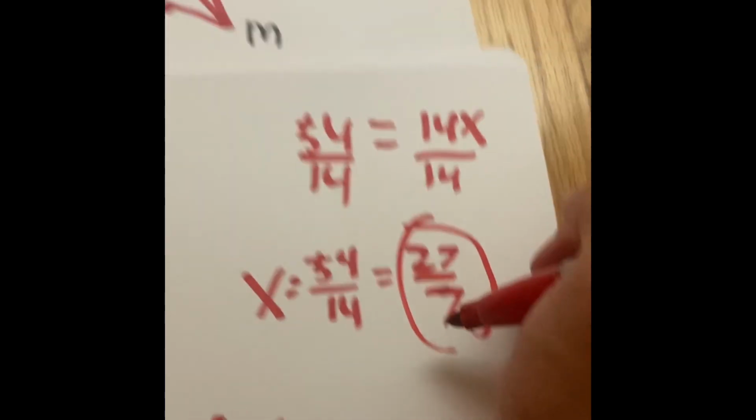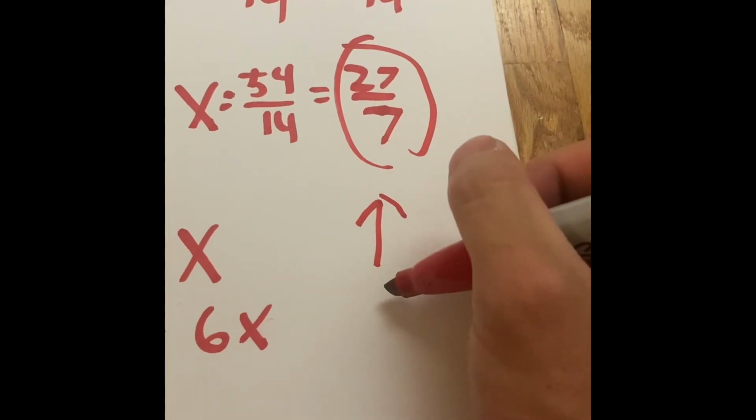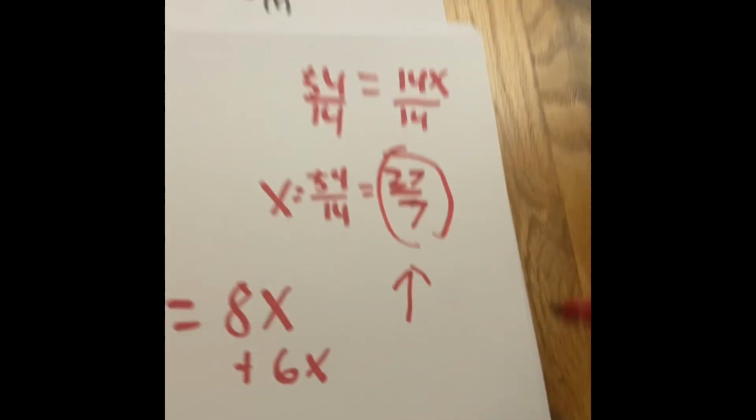So the segment SK is going to be 27 over 7. That is our answer.